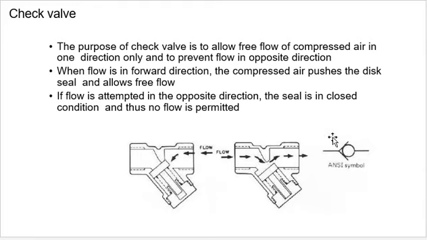You can understand from this symbolic representation, this will be the free flow, meaning this poppet will unseat and free flow will occur, and if the flow is from this side, the poppet will seat and the no flow condition takes place. So this is the simple check valve.